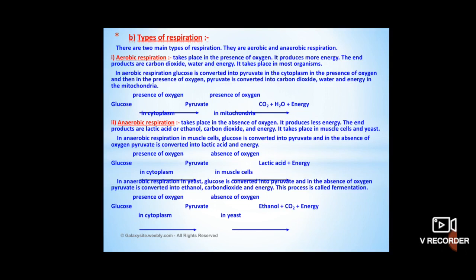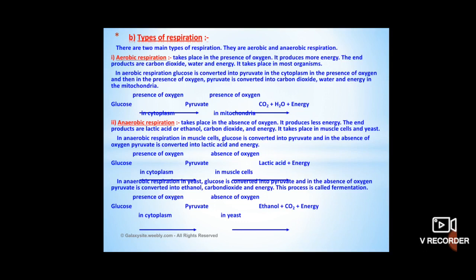This takes place in the muscles. The cramping of muscles is because of a less supply of oxygen in our body. Here in the muscle cells, the glucose is converted into pyruvate in the absence of oxygen. Again, the pyruvate is converted into lactic acid and energy. Because of the accumulation of lactic acid in the muscles, we feel pain in the muscles.